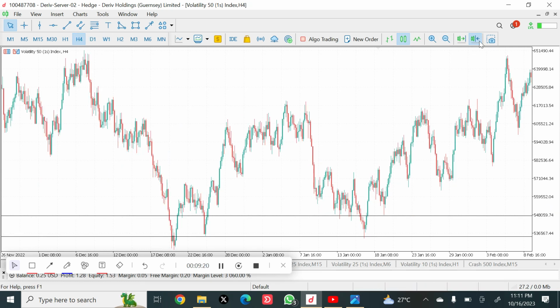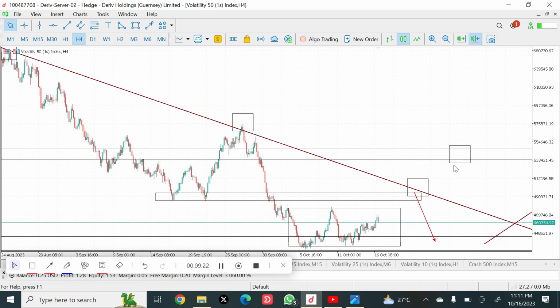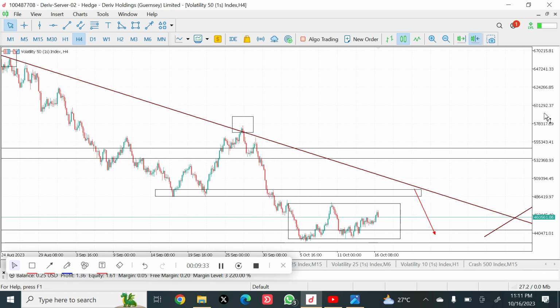So going down to the 4 hour, what opportunities are waiting for us? On the H4, we can see that though price is pushing to the upside, the momentum is not too strong. This indicates that price is actually retracing.